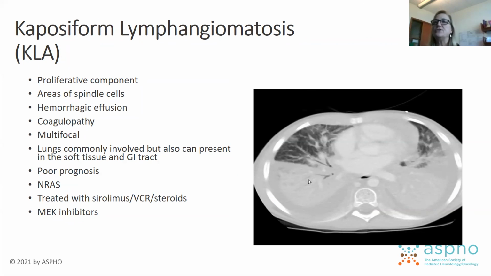Kaposiform lymphangiomatosis is a very rare diagnosis that to me is more like a tumor, where you have spindle cells and hemorrhagic effusions. These can be associated with coagulopathy that truly is very much like Kasabach-Merritt. They're very rare. They have an overall survival rate with sirolimus of 50%. They are NRAS mutations and they are treated with sirolimus, vincristine, and steroids, but now we're trying to use Mekinist to be part of it.